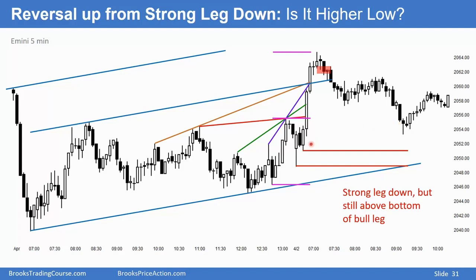Other targets on the downside are the bottom of this buy climax, or the bottom of this bull leg, or even the bottom of the bull leg here.